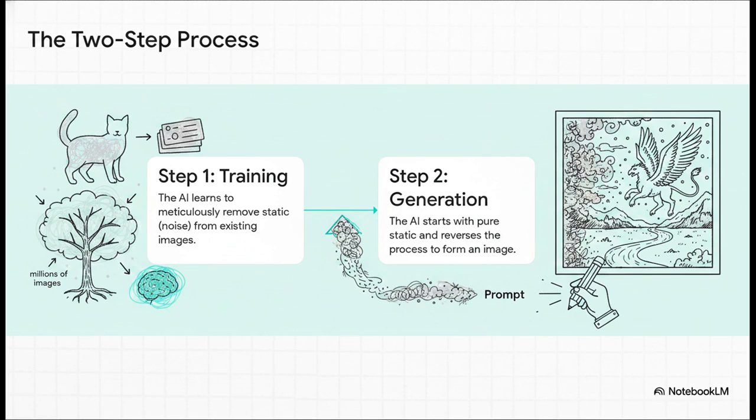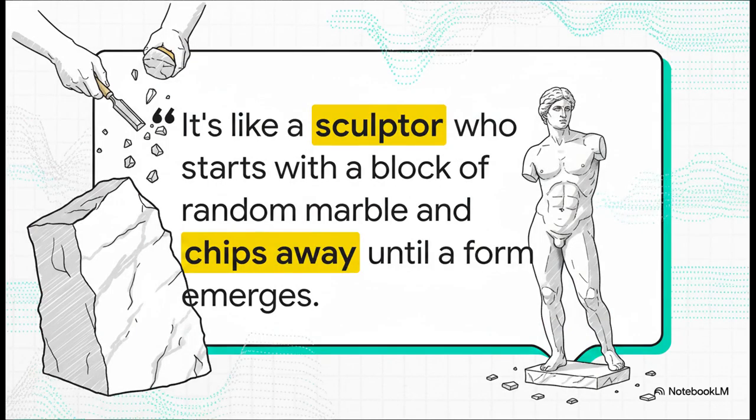And then, guided by the ideas in your text, it starts reversing the process it learned, carefully removing the noise until a clear, coherent image that matches your description emerges from the chaos. And honestly, this is the best way to visualize it. It really is like a sculptor starting with a big, formless block of marble. They have an idea in their head, and they chip away piece by piece, removing everything that isn't the statue until a clearer form emerges.